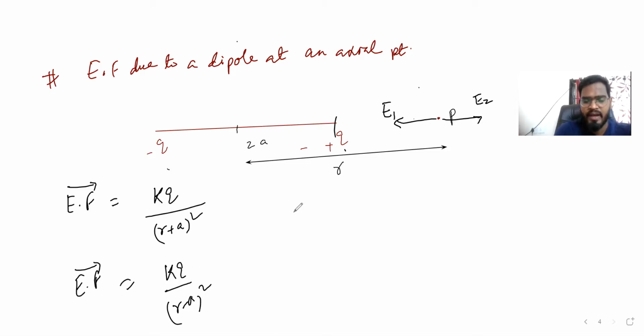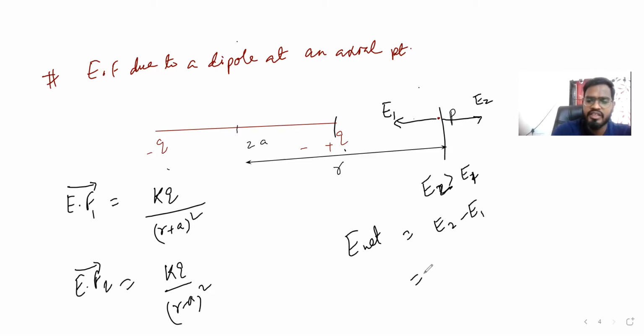So we found E1 and E2. Now we can easily say that E2 is greater than E1, because the distance is less for E2. So whenever we write the net electric field, E net is equal to E2 minus E1. That's it. Now E net is kq by (r minus a) whole squared minus kq by (r plus a) whole squared. Correct?